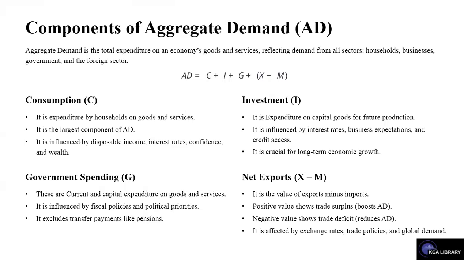When we talk about the positive value, it shows a trade surplus, and as per the negative value, it shows a trade deficit, and this reduces the aggregate demand. Net export is affected by exchange rates, trade policies, and global demand.